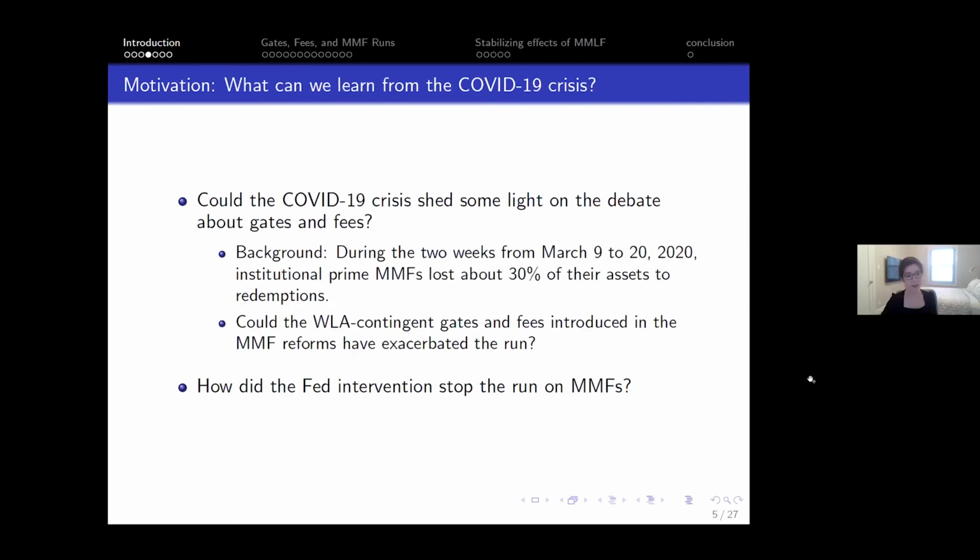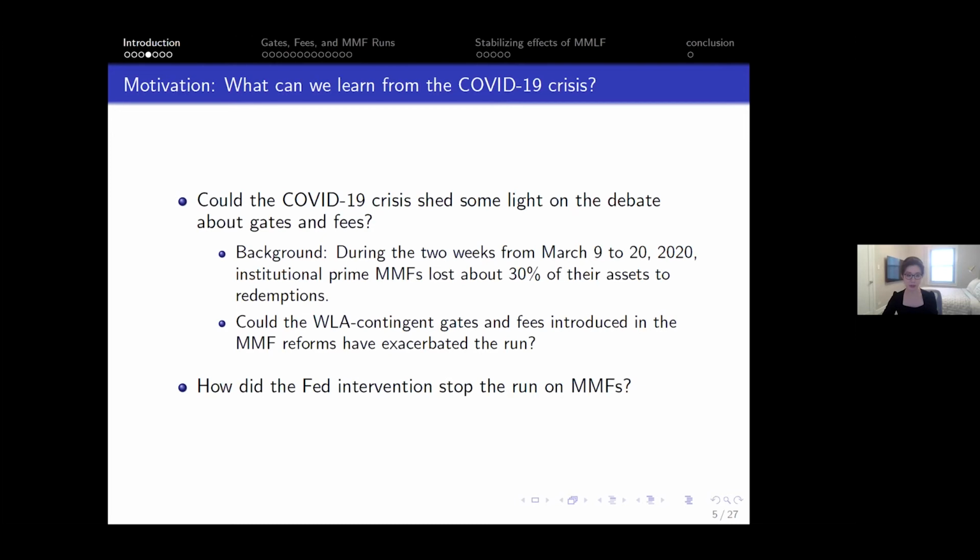So in this paper, we try to shed some light on the debate about gates and fees. And we address this question against the background of the COVID-19 crisis. During the 2 weeks in March 2020, institutional prime money market funds lost about 30% of their assets to redemptions.